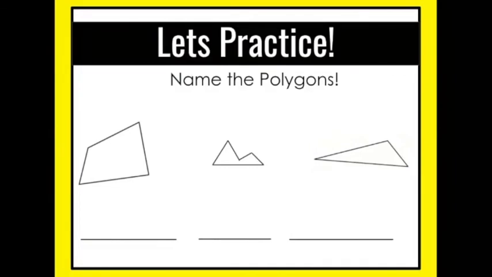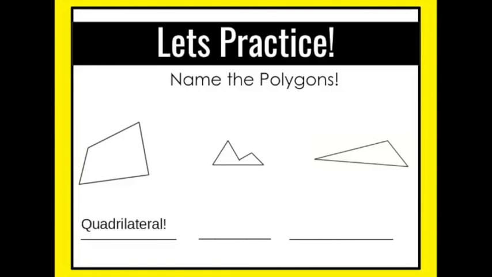All right, let's practice naming polygons now. So to find the name of the polygon, we need to know how many angles and how many lines it has. So this first one has 1, 2, 3, 4 angles and 1, 2, 3, 4 lines. If you said it was a quadrilateral, you are right.